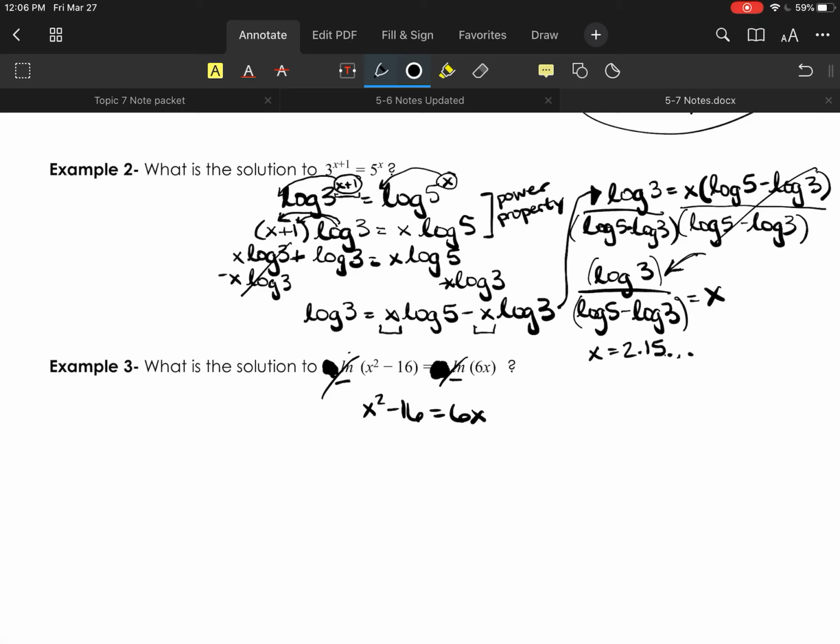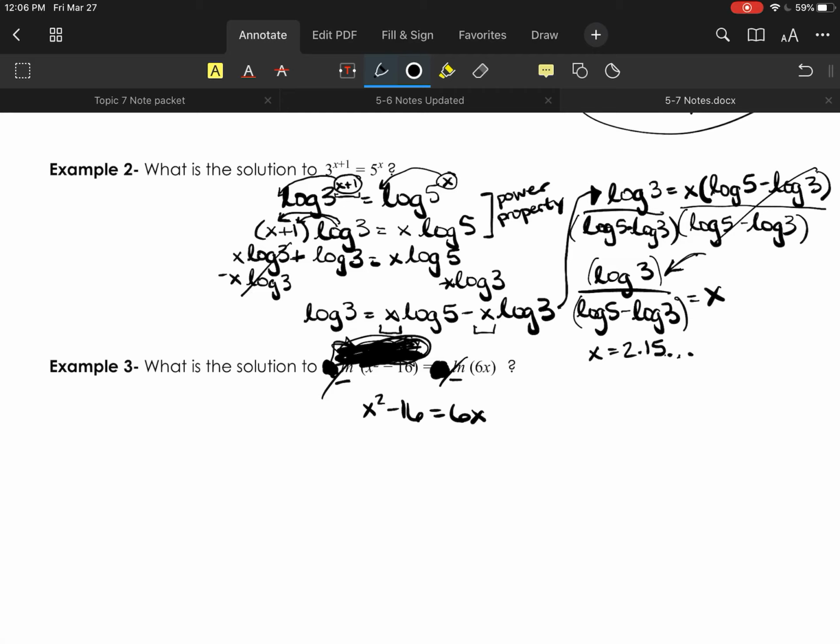You know what people tend to do? They tend to distribute, which you cannot do. Big no. Don't do that. All you gotta do, make it easy on yourself, is drop the logs and set the arguments equal to each other.